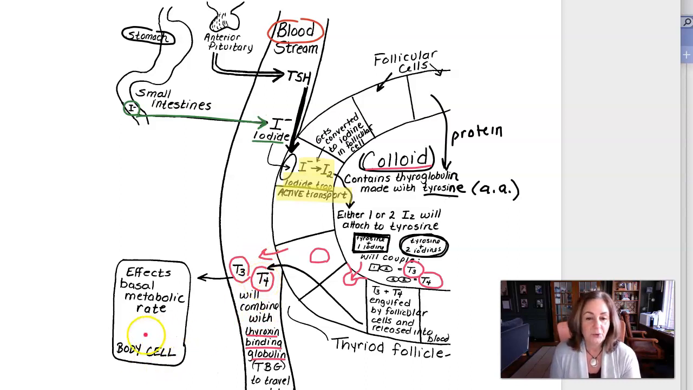So the target tissue, you can see I have body cell. Almost every single cell in the body has receptors for T3 and T4, because T3 and T4, what they do is they affect our basal metabolic rate, or in other words, they affect like the baseline of how we're utilizing nutrients and producing energy.